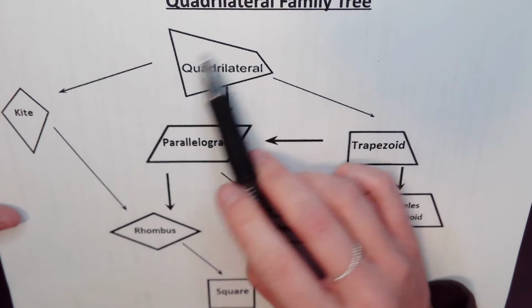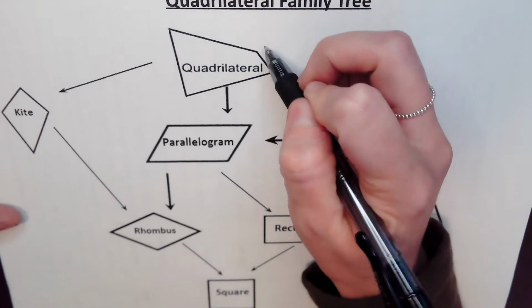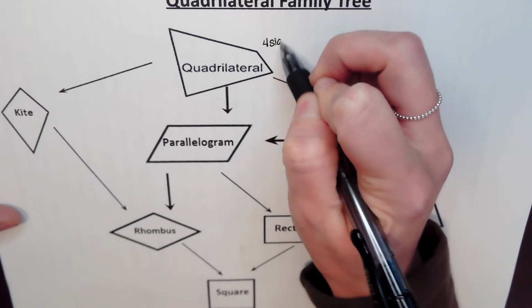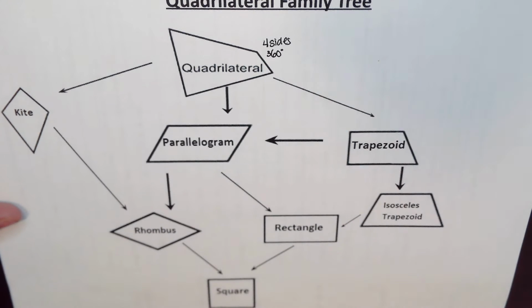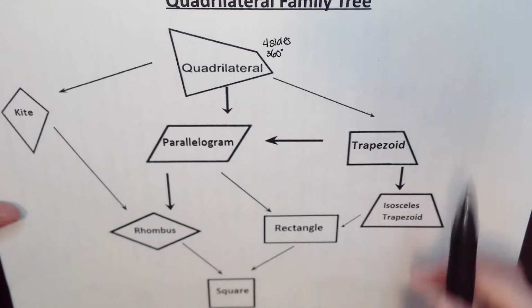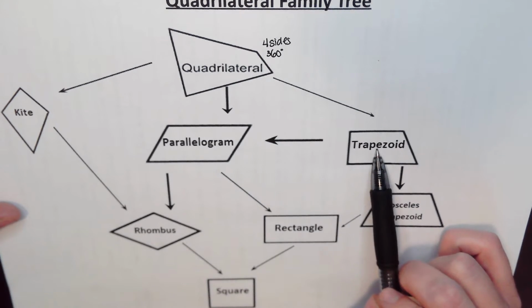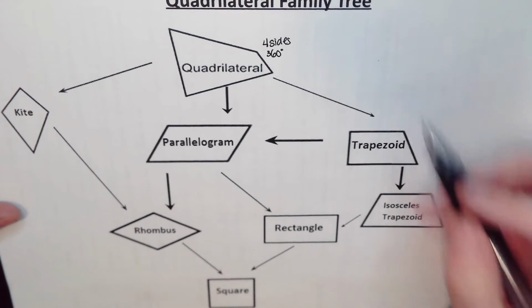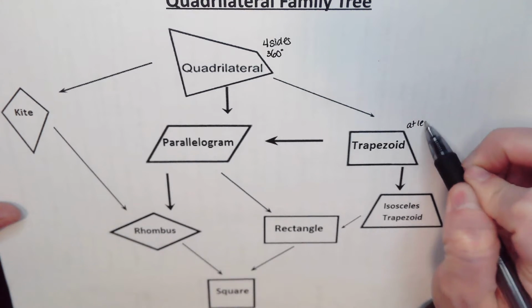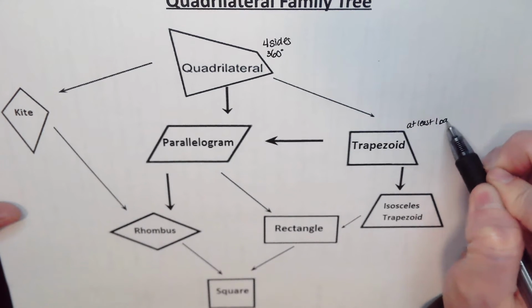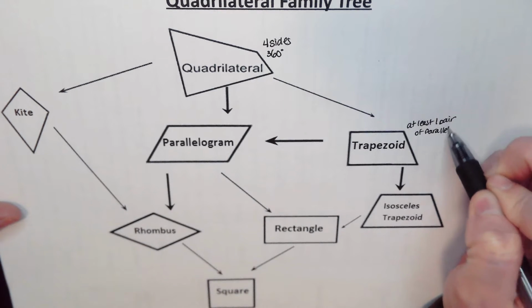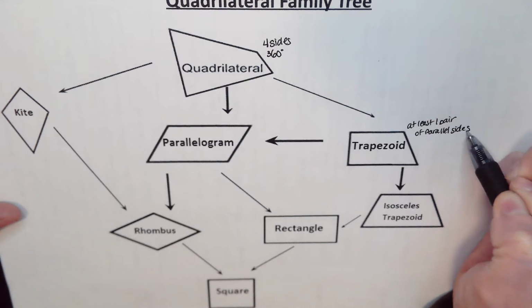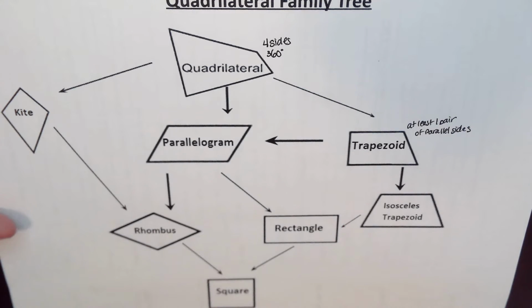So first, our top of our tree is our quadrilateral, which we know has 4 sides, very general. We know there's 360 degrees in all of the interior angles. Then we can go down to our trapezoid over here. So a trapezoid has at least one pair of parallel sides. So pretty general, just has to have one pair of parallel sides.